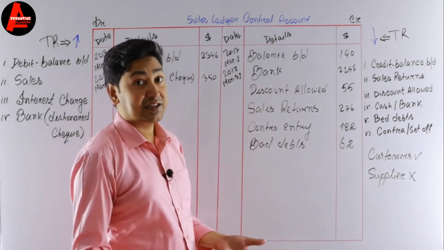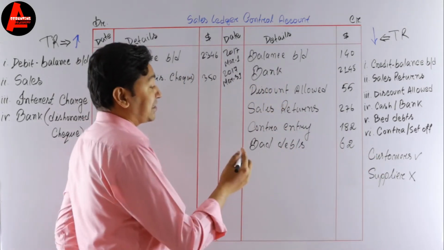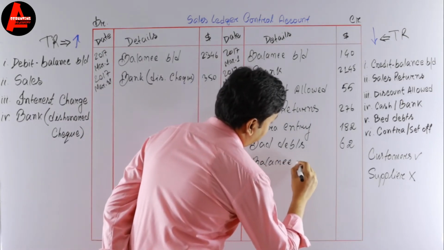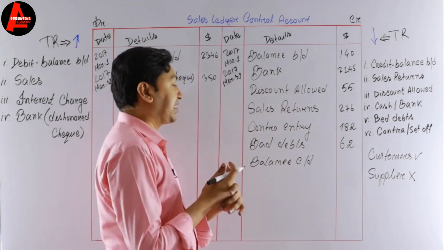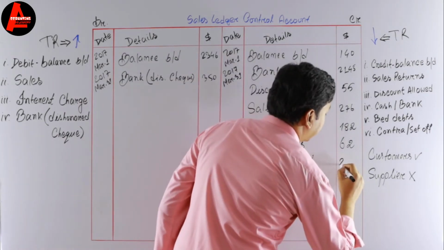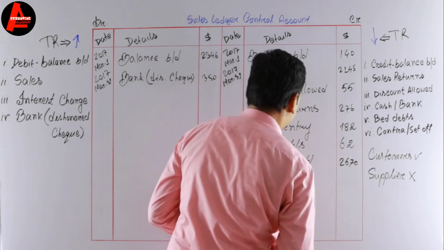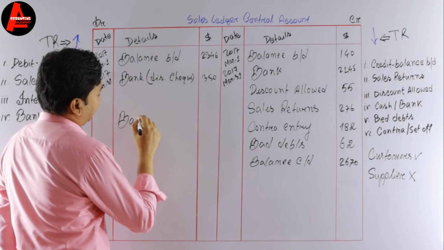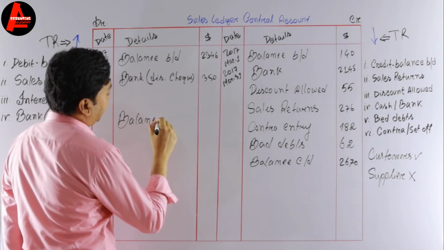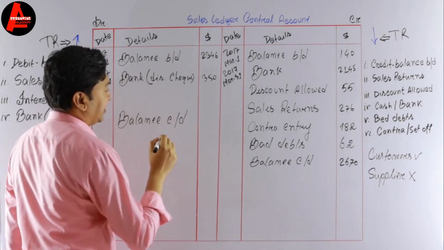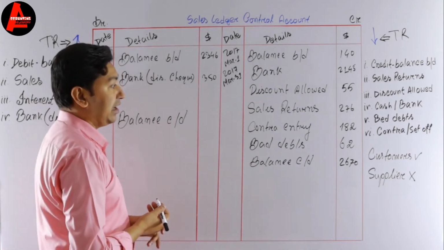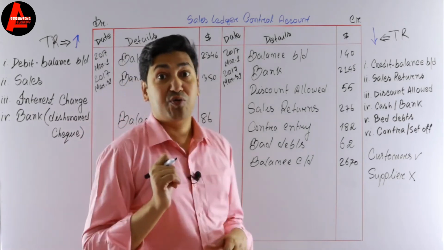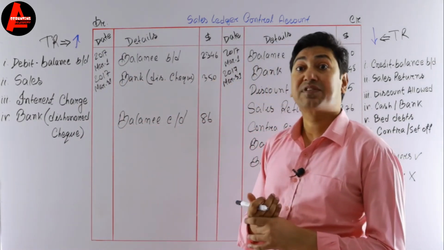So let us write. This is the closing balance, means balance CD. So let us write here balance CD. It is 2670, so we will record it in the credit side. Now here we have the credit balance, we will record it in the debit side. This is balance CD, means balance carried down. It is $86.